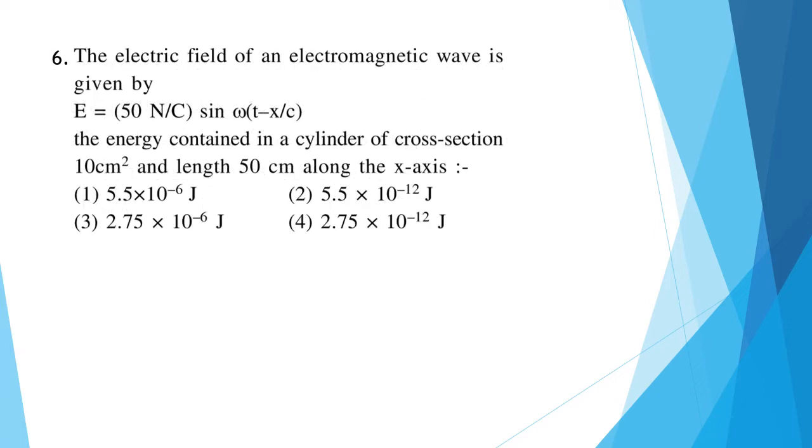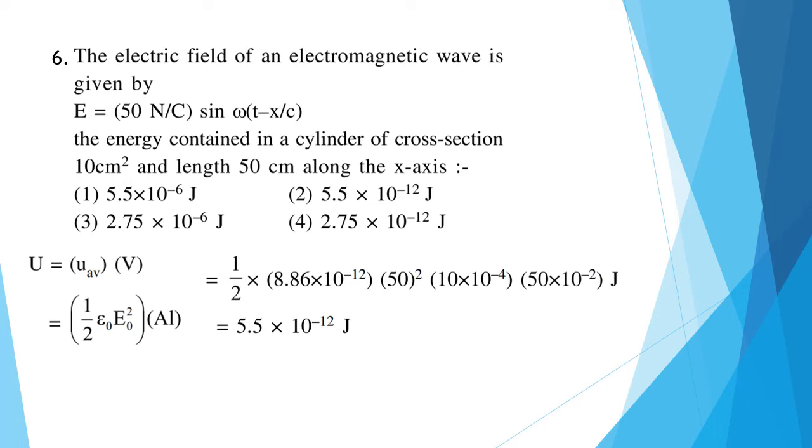Question 6. The electric field of an electromagnetic wave is given by E equal to 50 Newton per Coulomb sine omega t minus x by c. The energy contained in a cylinder of cross section 10 cm square and length 50 centimeter along the x-axis is? So the energy will be equal to energy density into the volume. The average energy density will be equal to half epsilon naught E naught square, and volume will be equal to area into the length. When we substitute the values, we get 5.5 into 10 to the power minus 12 joules. So the correct answer will be option number 2.